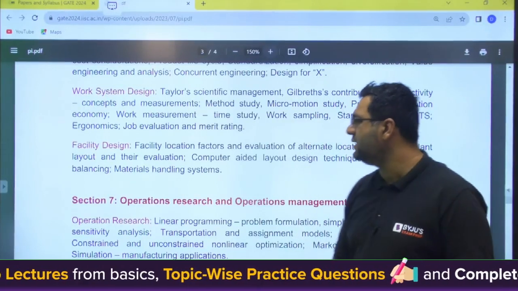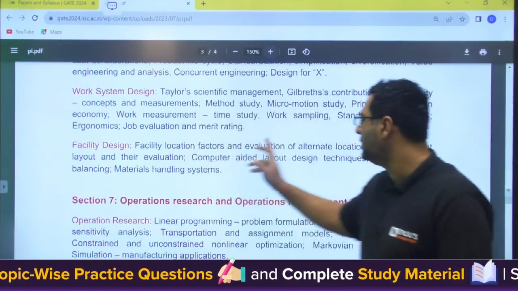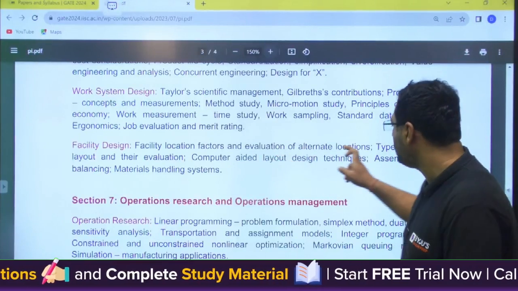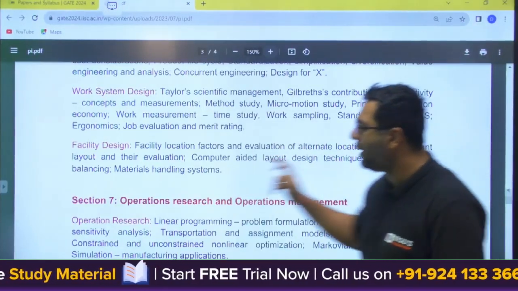Then, my dear, facility design is facility location factors. This we don't study in any subject. Evaluation of alternate locations, types of plant layout.